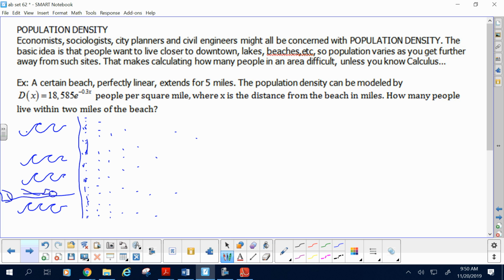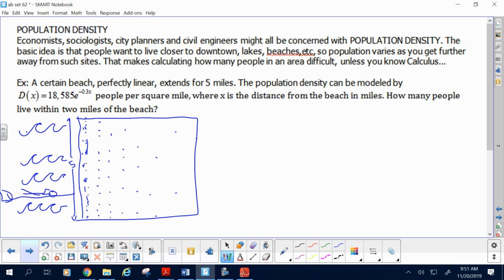Now the question is, given you have a density function that tells you how many people per square mile, when you tell it how many miles from the beach, gives you the density, how many people from this 5-mile beach live within 2 miles of the water shore? Obviously not drawn to scale, just guess.